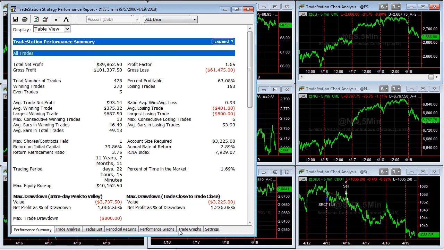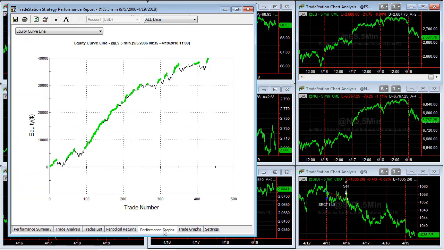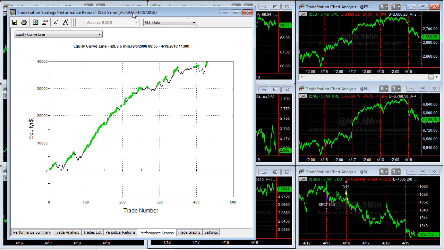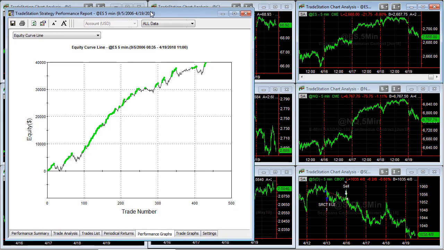But I want to show you the strategy for the E-mini S&P SR CounterTrend II version 2. And this is going back to 9/5/2006. The reason I show this back to 9/5/2006 is because that's when crude oil starts intraday electronically trading. So kind of synced it up.